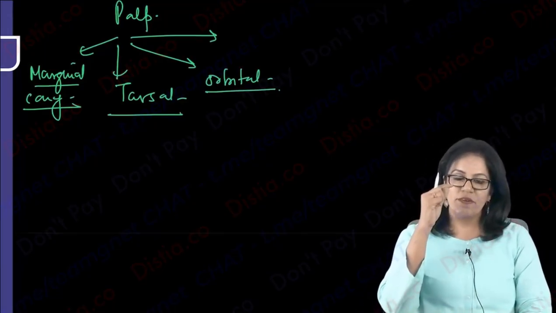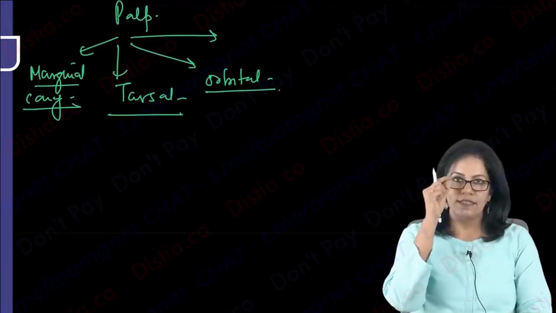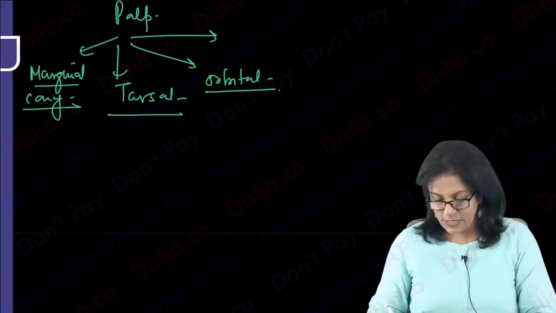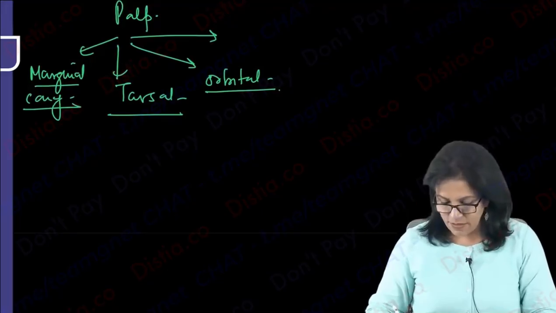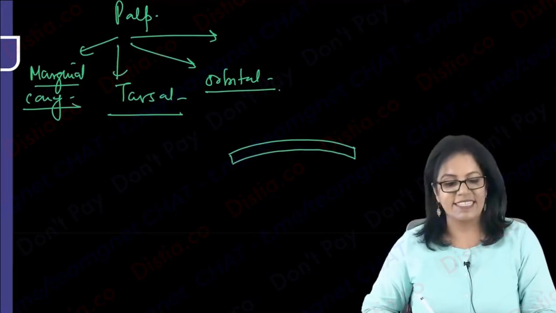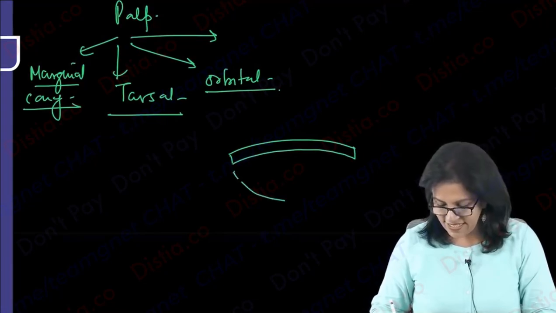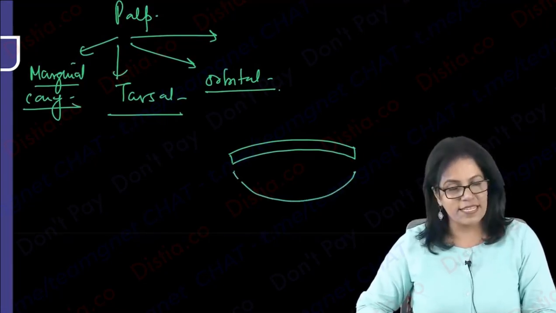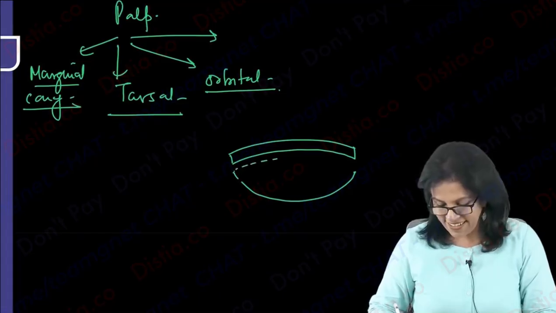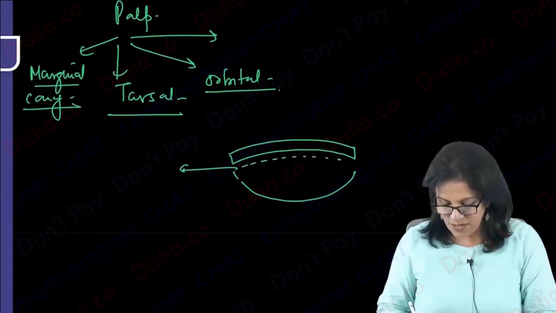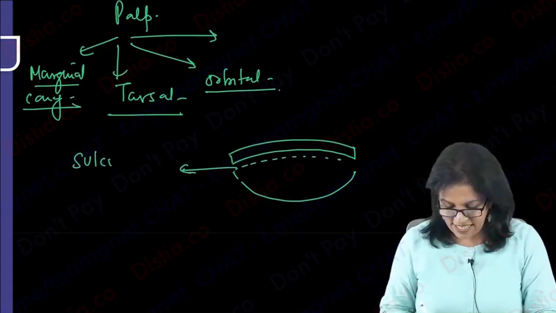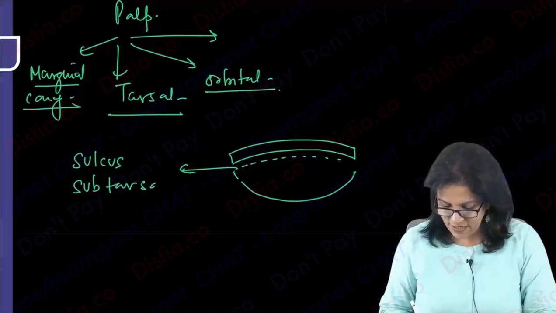And just between the tarsal and the marginal, if you look at the lids, right? So if this was your marginal, the margin of the lid, and here starts the tarsal. Okay, if you see the lid, there is a groove here. And this groove is what is called sulcus subtarsalis. Just keep remembering this term.